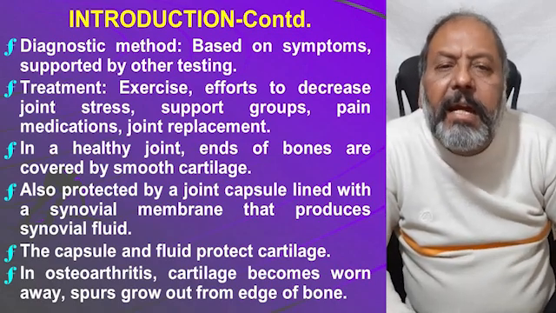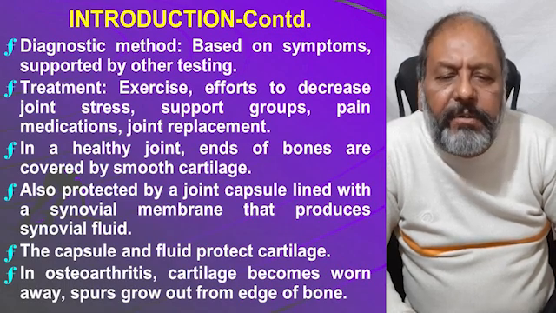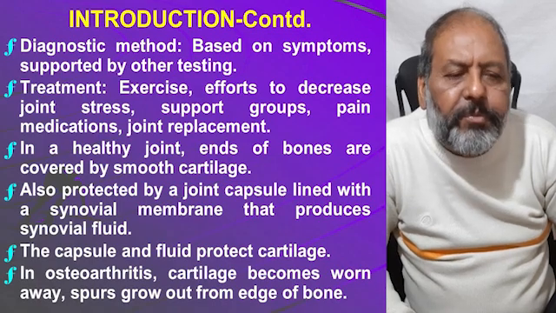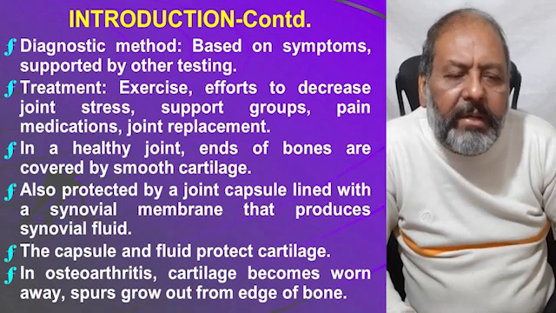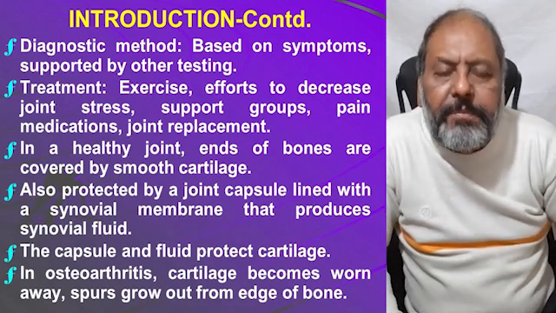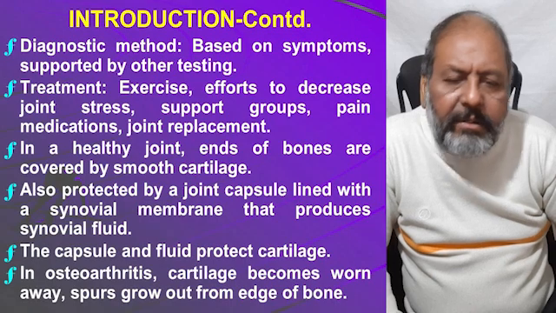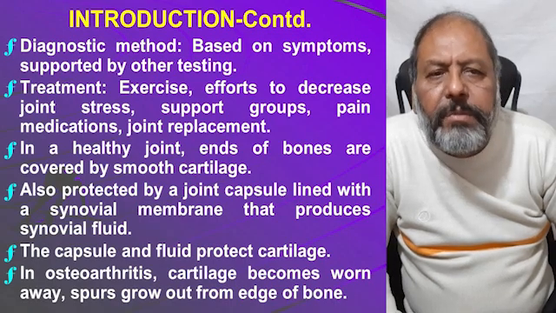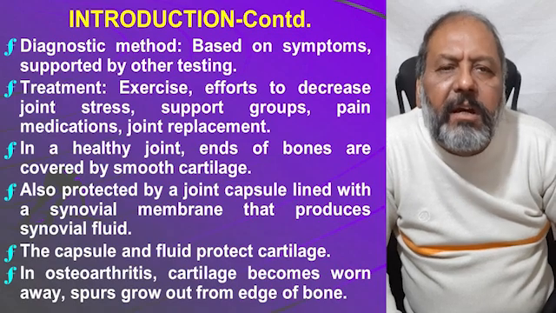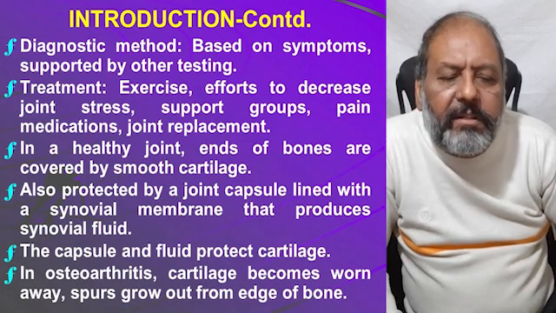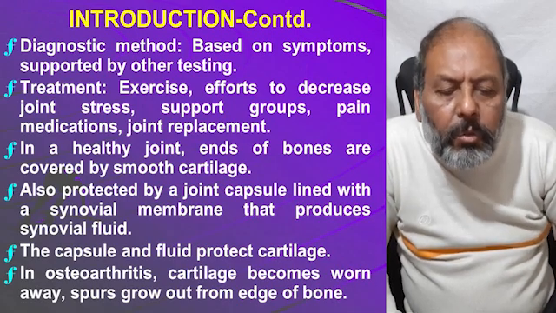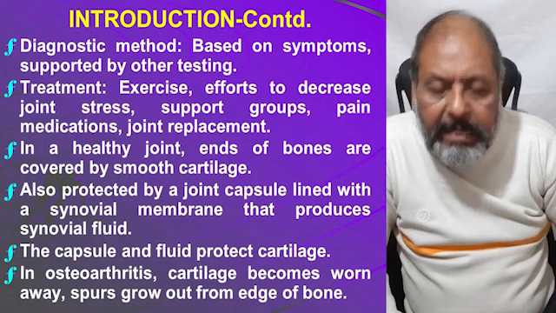In a healthy joint, the ends of the bone are covered by smooth cartilage, also protected by the joint capsule, lined with a synovial membrane that produces synovial fluid, which helps in movement and less friction of the ends of the joint. The capsule and the fluid protect the cartilage. In osteoarthritis, cartilage becomes worn away, spurs grow out from the edges of the bone, and all this leads to the osteoarthritis picture.